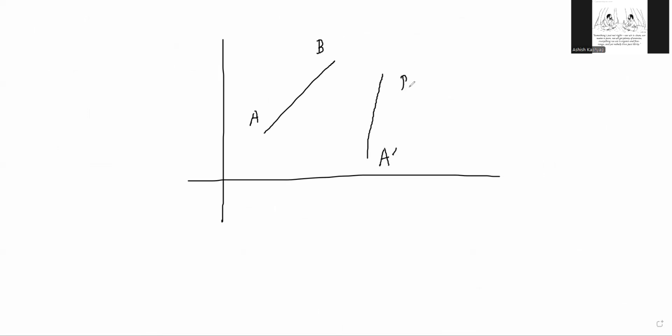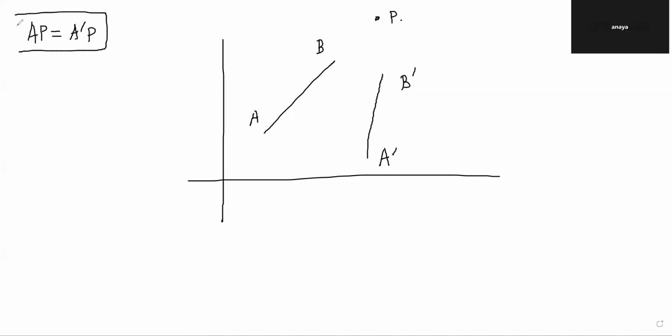I don't need to worry about the exact orientation and stuff, right? Right. I know there is some center of rotation somewhere, right? And that point is, let's say, some P. What I know is AP is equal to A dash P, right? So P is equidistant from A and A dash, right?